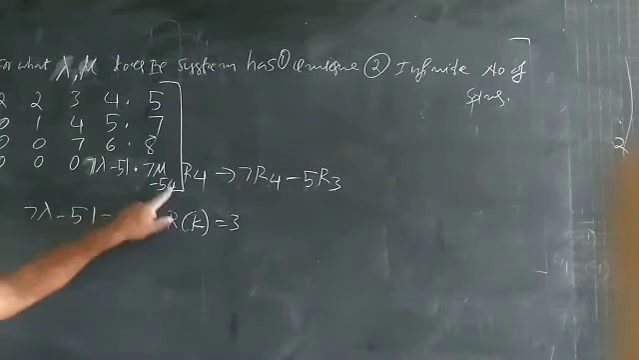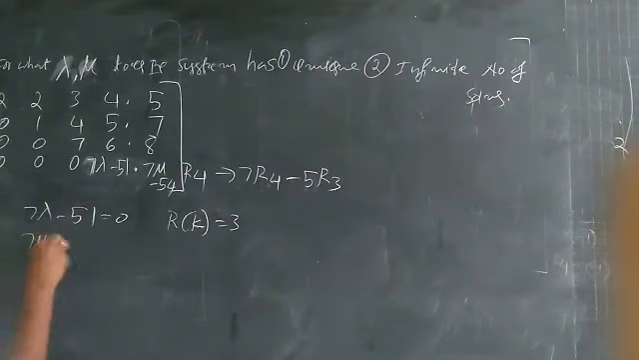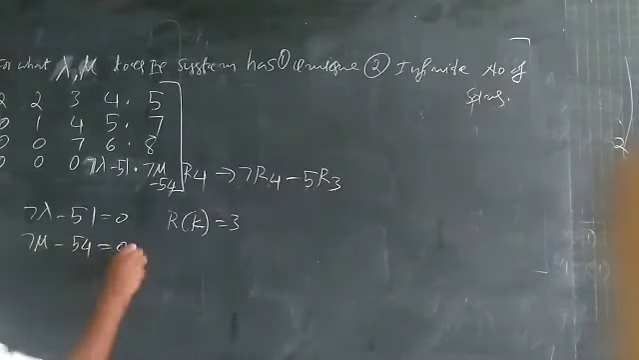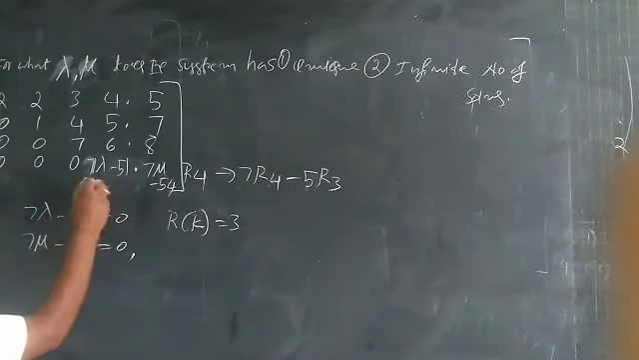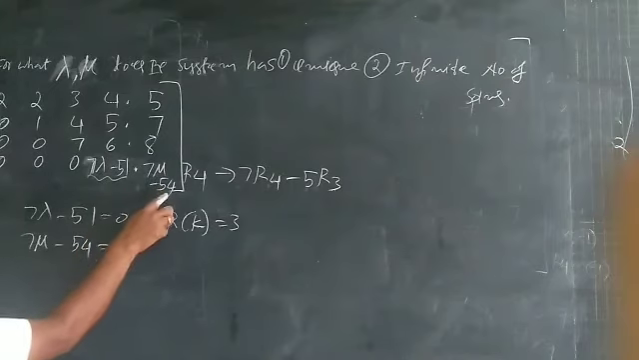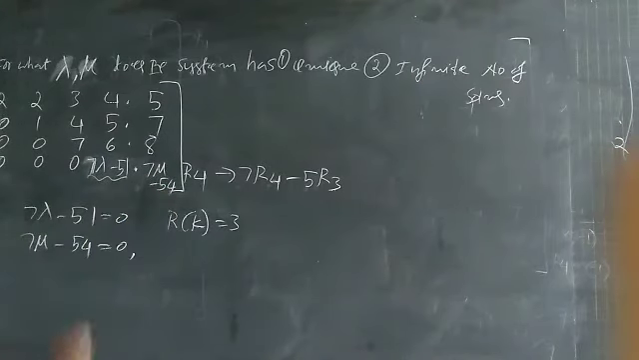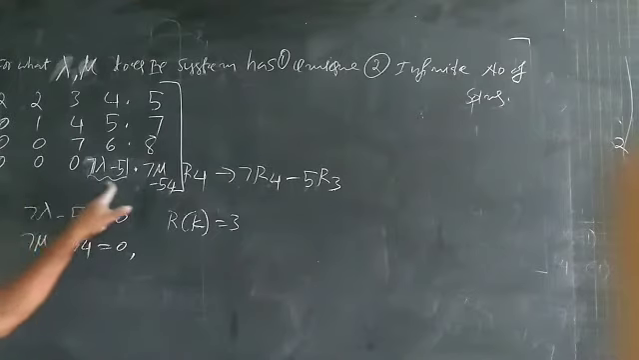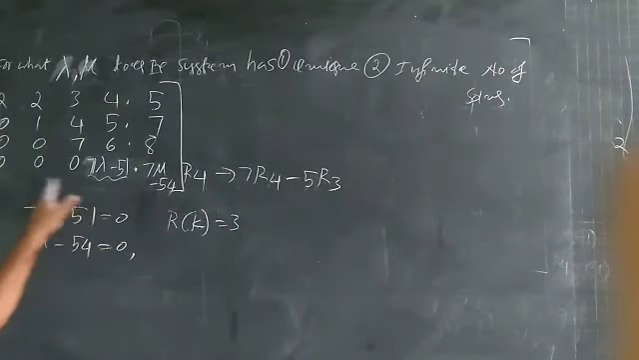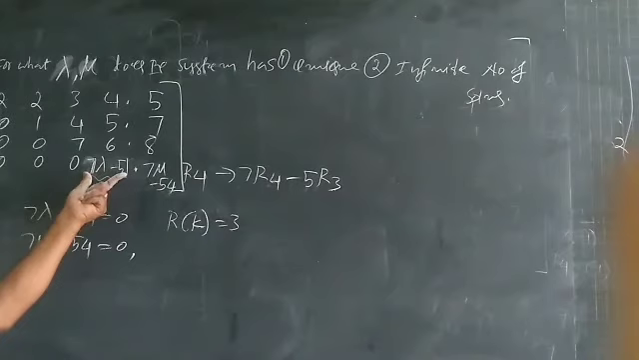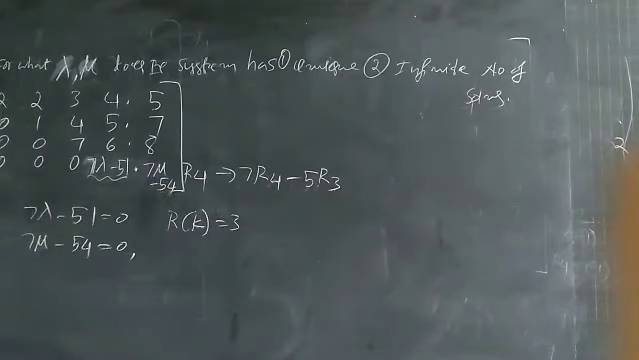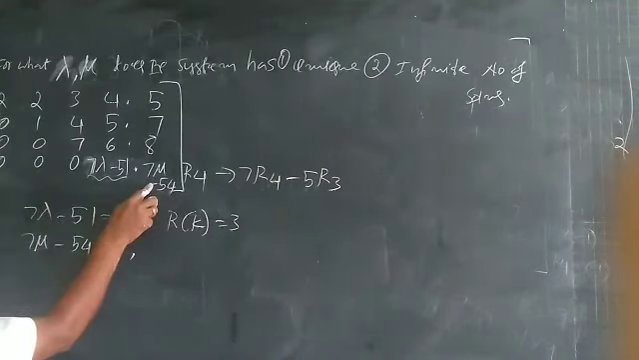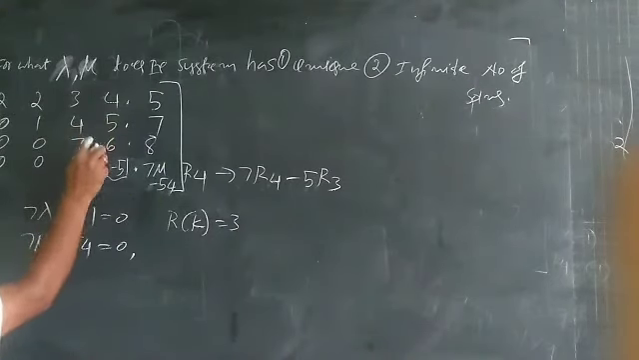Now suppose 7 mu minus 54 is also 0. This one, 7 lambda minus 51, is 0 again, and 7 mu minus 54 is 0. This last row completely becomes 0. If 7 mu minus 54 is 0, the last row is completely 0. When the last row is completely 0, how many non zero rows? 1, 2, 3. So the rank of the coefficient matrix is 3.